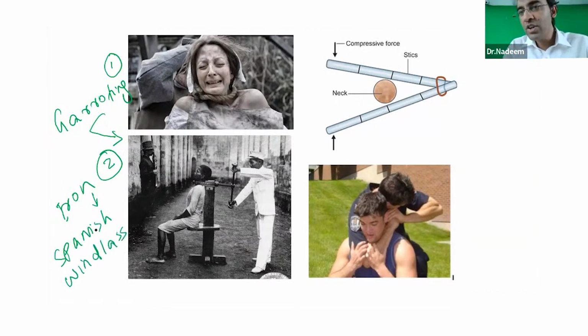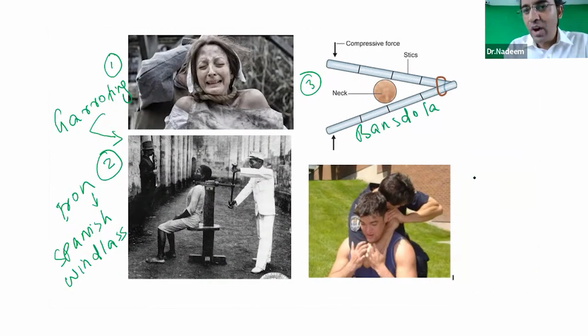This is a judicial method of execution in Spain, the Spanish windlass. Picture number 3. If two bamboo sticks are placed around the neck, and after that there will be neck constriction, it is called as [garrote]. Picture number 3 is what? So what does it mean? Bamboo sticks.